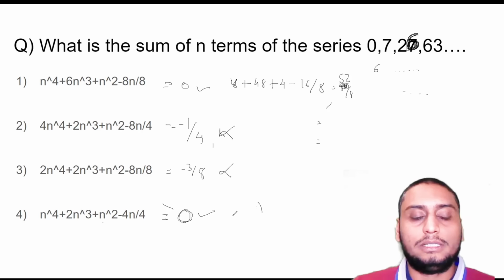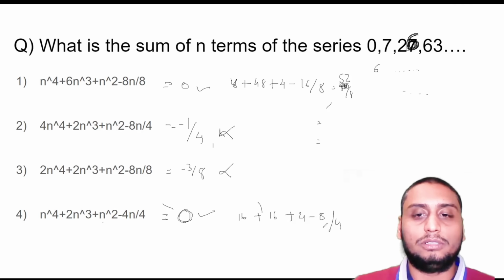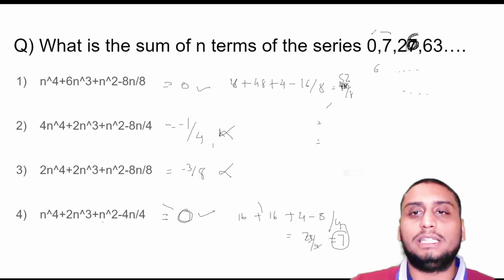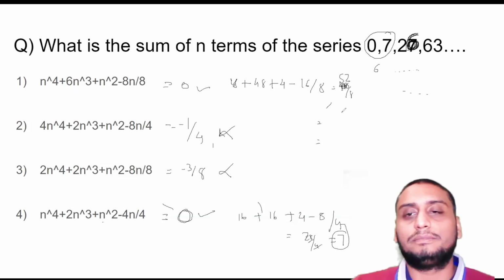Sum of two, so n equal to 2. This is 16. This is 2 into 16. This is 4 minus 4 into 2 is 8, by 4. This is 32 plus 4, 36, 36 minus 28 by 4. This is 7. So the sum of two terms is 7, and the sum of two terms in the series is also 7.